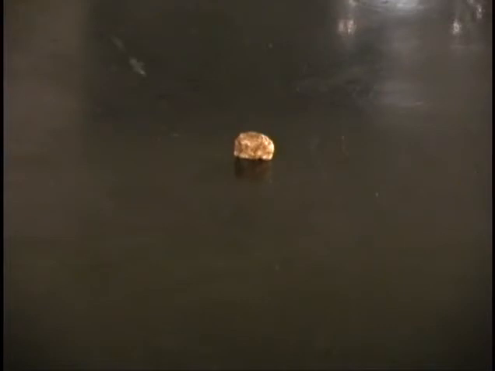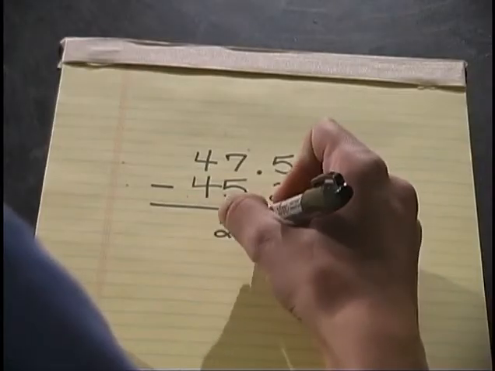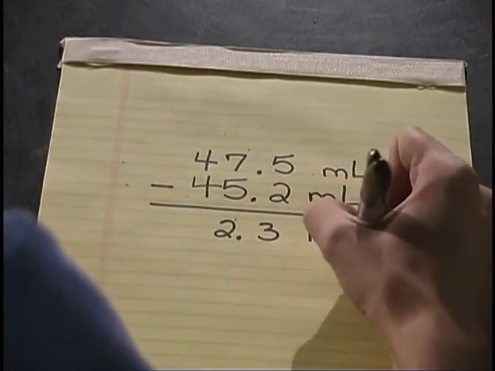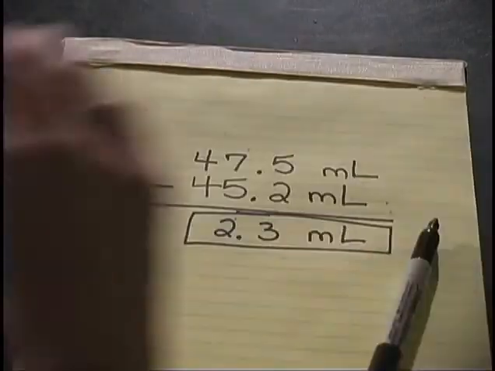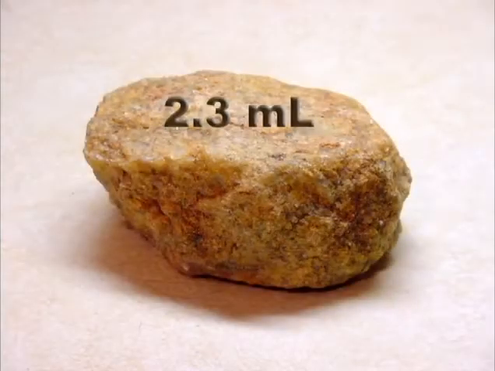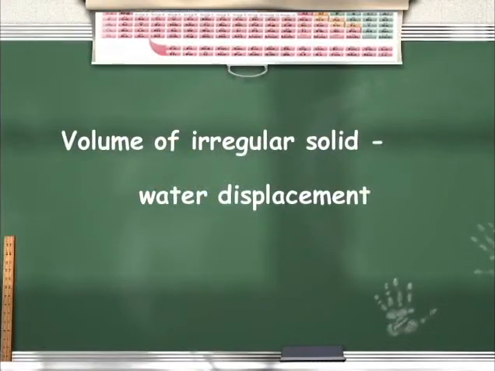So, how do we find the volume of the rock? Well, the amount of water in the graduated cylinder has not changed, so we can subtract the two measurements to find the volume of the rock. This would make our rock's volume 2.3 milliliters. This is called water displacement because the volume of the object is equal to the amount of water it displaces. You'd better write that down. To find the volume of an irregular solid, you will use water displacement.